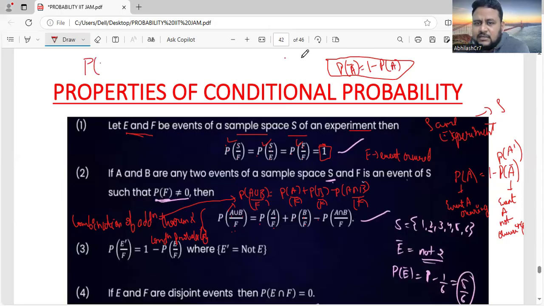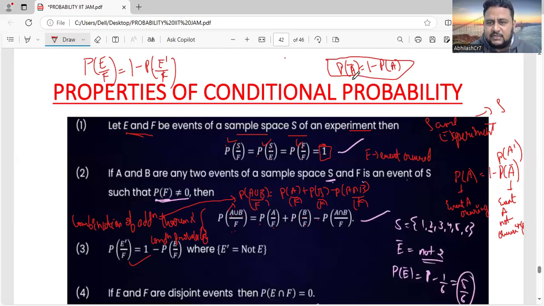Similarly, instead of A dash, you can also write A complement. P of E by F can also be written as 1 minus P of E not occurring with respect to F, because I cannot talk about F not occurring, since F has already occurred. P of E dash by F is equal to 1 minus P of E by F, or rearranging, P of E dash by F is equal to 1 minus P of E occurring with respect to F.